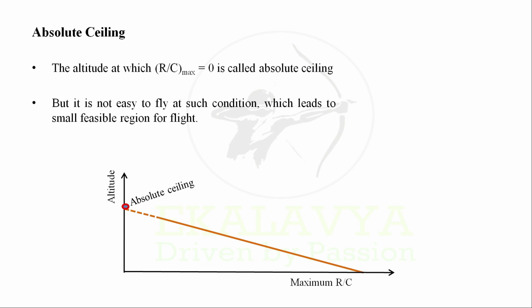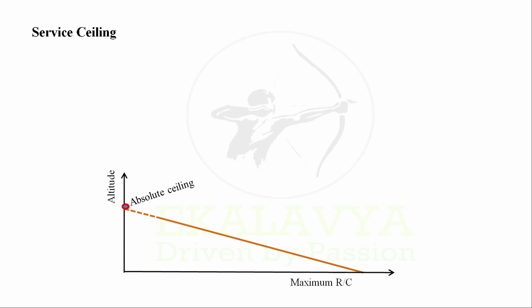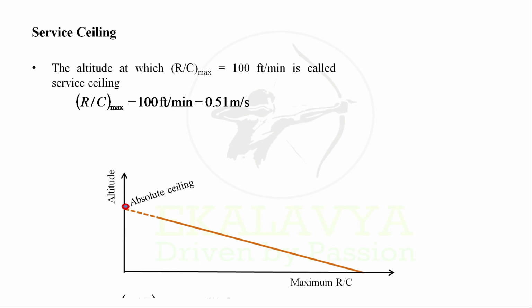The next term, which we'll be calling service ceiling. Service ceiling is the altitude at which the maximum rate of climb is equal to 100 feet per minute. So this gives a feasible region, which means some allowance is there. You can change your velocity and still you can try to fly. If you convert this in SI units, the maximum rate of climb should be equal to 0.51 meter per second.